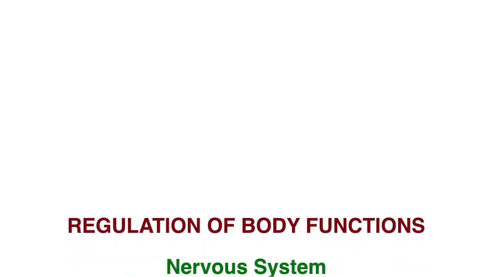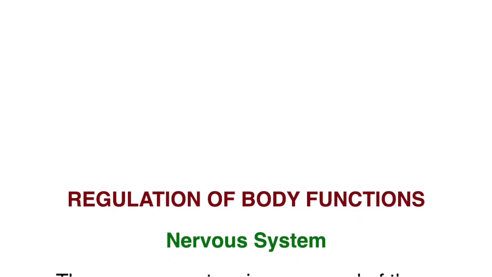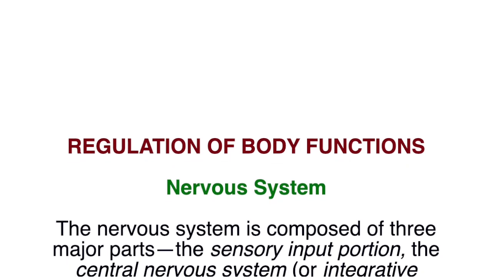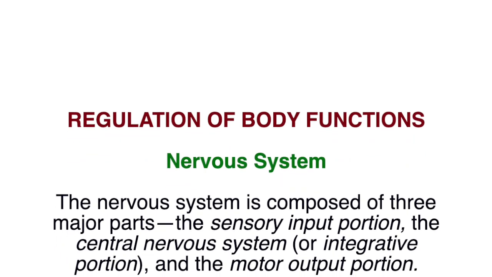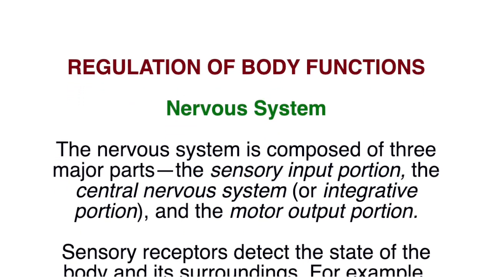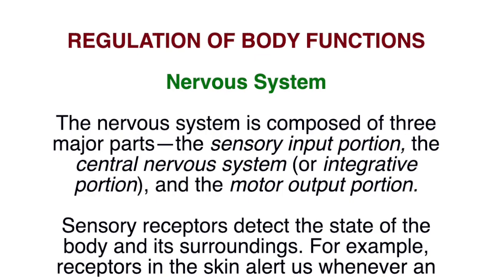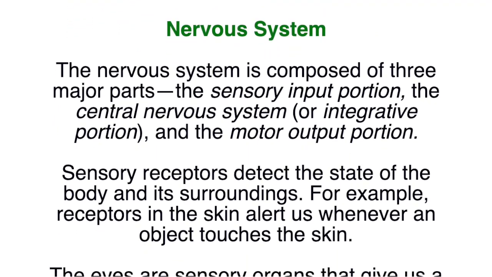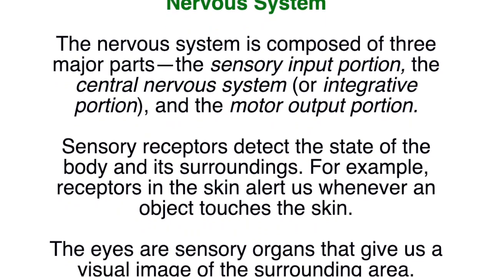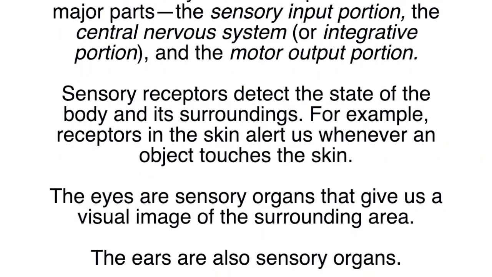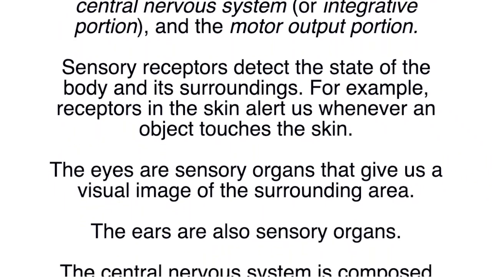Regulation of body functions. Nervous system. The nervous system is composed of three major parts: the sensory input portion, the central nervous system or integrative portion, and the motor output portion. Sensory receptors detect the state of the body and its surroundings. For example, receptors in the skin alert us whenever an object touches the skin. The eyes are sensory organs that give us a visual image of the surrounding area. The ears are also sensory organs.